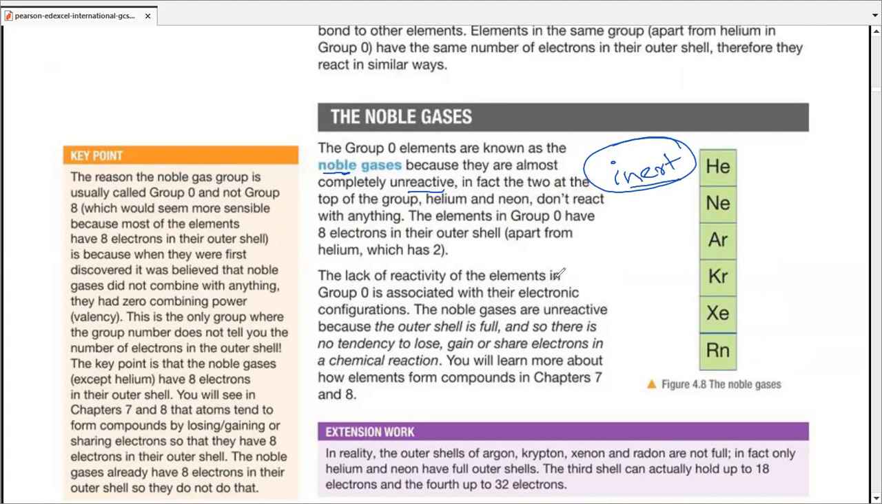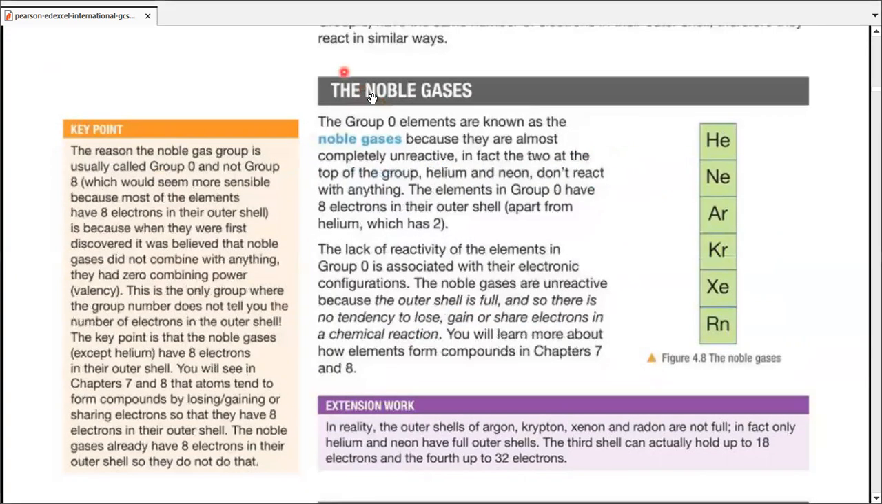The lack of reactivity of the elements in group 0 is associated with their electronic configuration. Their outer shell is almost full. There is no tendency to lose electrons, gain electrons, or share electrons for a new chemical reaction. That's why they usually do not form compounds and exist in the form of single atoms in nature. Okay, there is a key point over here which we need to go through.